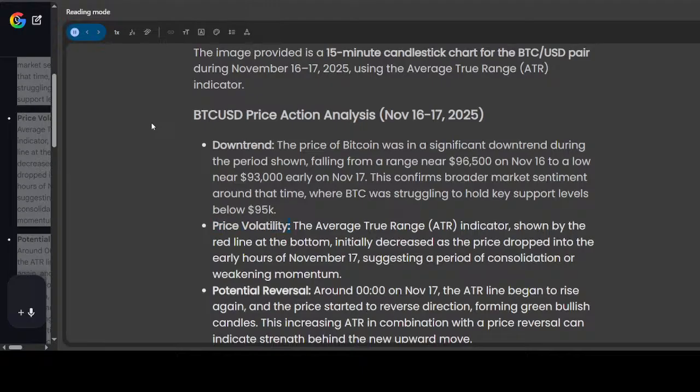This confirms broader market sentiment around that time, where BTC was struggling to hold key support levels below $95,000. Price volatility. The average true range (ATR) indicator, shown by the red line at the bottom, initially decreased as the price dropped into the early hours of November 17, suggesting a period of consolidation or weakening momentum. Potential reversal. Around 0 on November 17, the ATR line began to rise again, and the price started to reverse direction, forming green bullish candles. This increasing ATR in combination with a price reversal can indicate strength behind the new upward move.